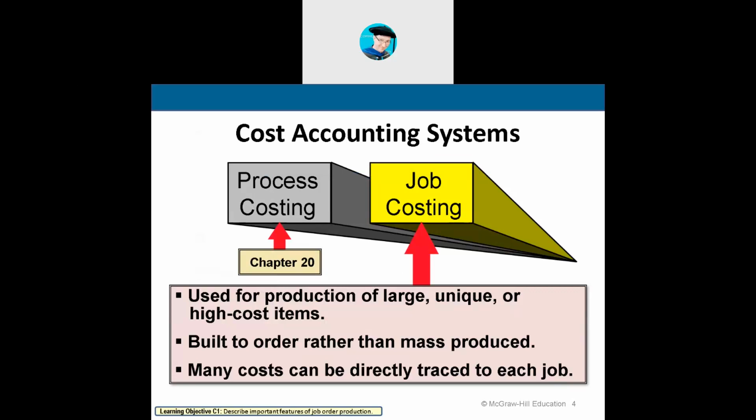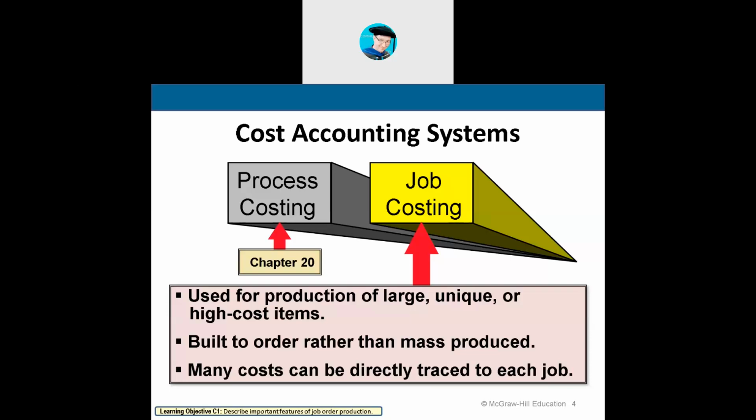We use this in production of large, unique, or high-cost items, like a car. These are built to order rather than being mass-produced. And there are many costs that can be directly traced to each job. I want you to think about that second bullet there: built to order rather than being mass-produced. Here's a couple of examples. We talked about this last week, but I'm going to use the same examples just to keep things easy.